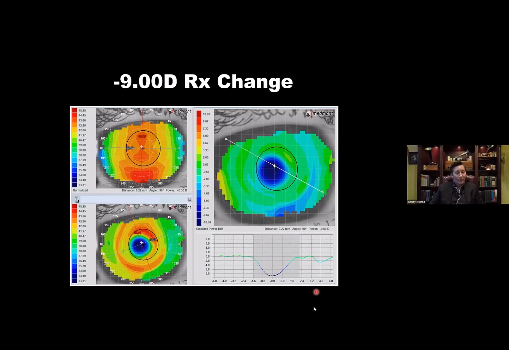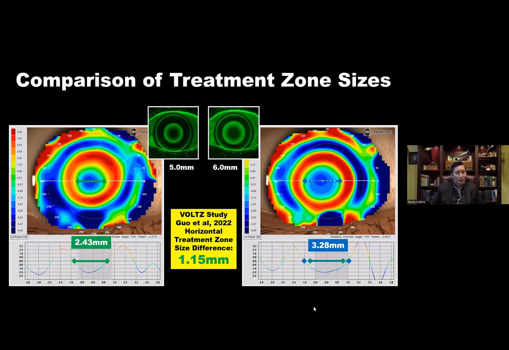And we know from the VOLTZ study that the smaller the treatment zone, the better the myopia control. So we don't necessarily want to create a big, huge treatment zone on our -1 and -2 patients. We need a way to manipulate that so that we can create that maximized myopia control signal.